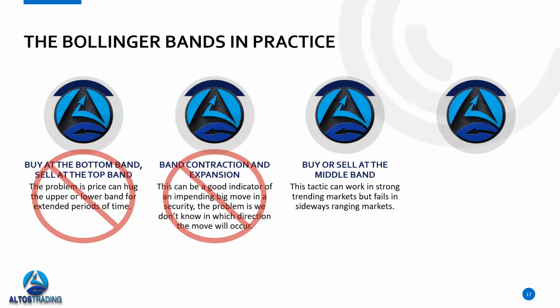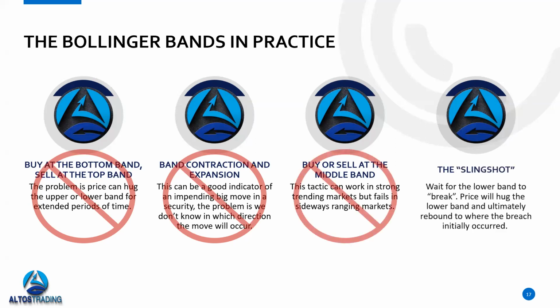And that can work well in strong trending markets, but it fails in sideways ranging markets, or it fails at major reversals or turning points in markets. And for that reason, I don't like to use that approach. So what we're going to look at now is the slingshot.